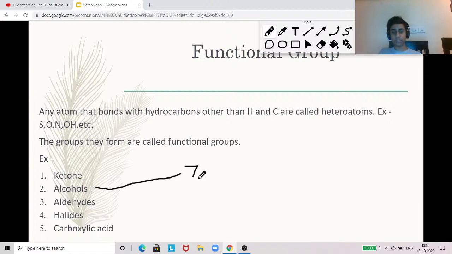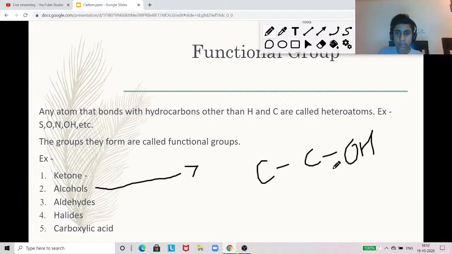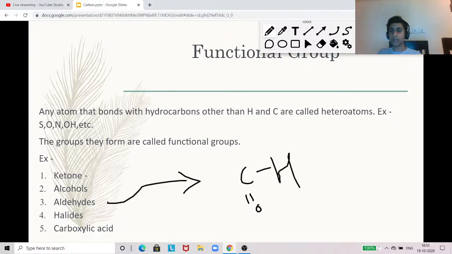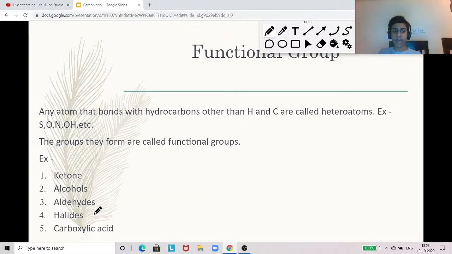Alcohols, let's see it here. So carbon, carbon, and that could be OH here. Now the thing about alcohols is that it can be at the carbon in the end, or it can just be in the middle, whereas ketones are always in the middle. Aldehydes are always at the end and have a double bond with oxygen and a hydrogen. Yes, this is aldehyde.